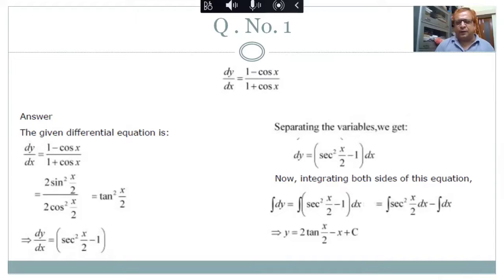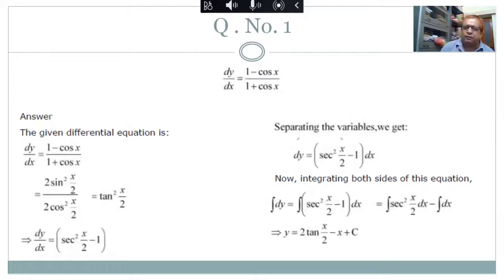So what do we get as the value? It is y equal to 2 tan x upon 2 minus x plus c. Why 2? The sec square x upon 2 will have an integration of tan x upon 2, but this x upon 2 has the integration as 2, not only 1, it is 2.